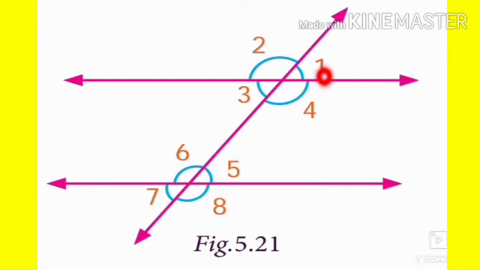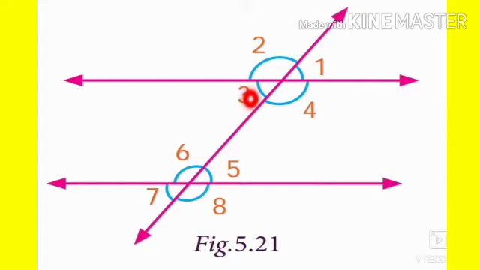So we can say that the angle that corresponds to angle 1 is angle 5. And second one, name the angle that is alternate interior to angle 3.